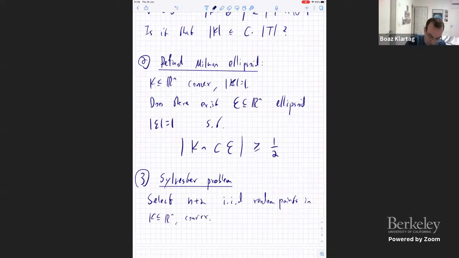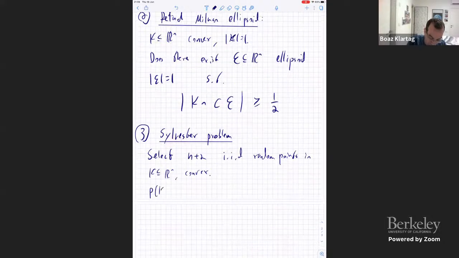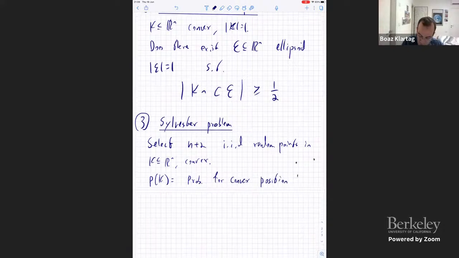And you ask for the probabilities that are in convex position. So this is the probability for convex position. What does it mean? It means that, say in the plane, it is 4 points, and they are in convex position if no point is in the convex hull of the other points. This is convex position.